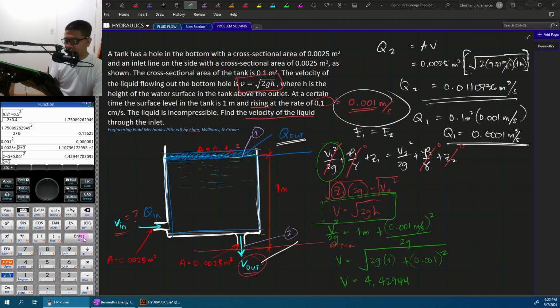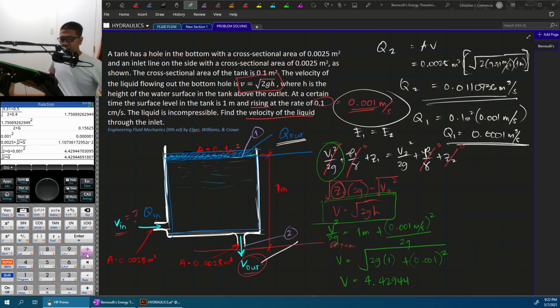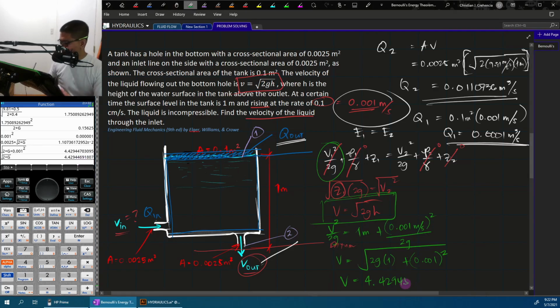So H is 1. And so 4.42944. So dito na lang nagkaroon ng difference, no? So ilang significant figures na yan? 1, 2, 3, 4, 5, 6, 7. So 7 significant figures na nagkaroon ng difference. So this is 4.5 meter per second. So sa mata natin, negligible na talaga to.